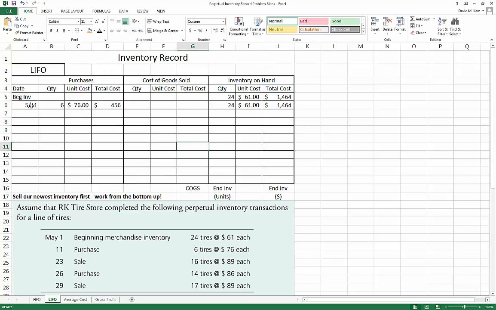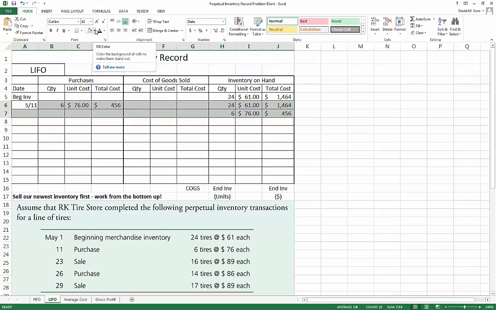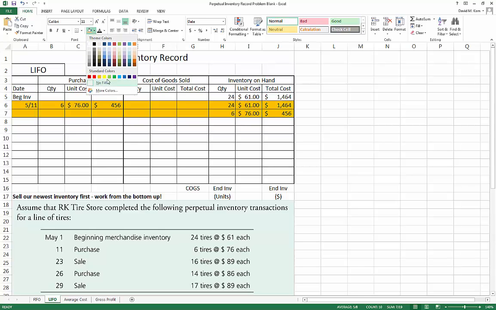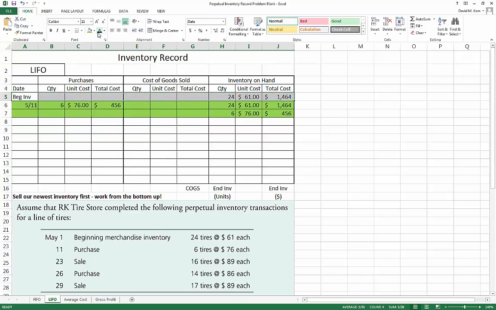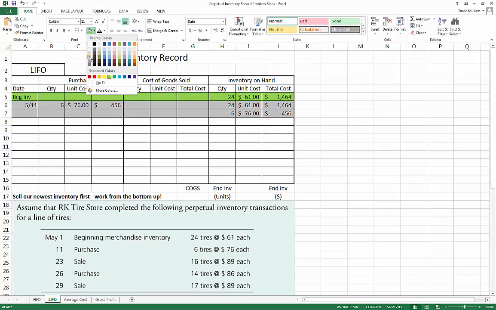Okay, then we can rebalance with the 6 at the 76 for 456. And we have completed the first transaction on the 11th. Notice that this is identical. Let's highlight this again and put this in a little bit of green here. And do this one. And we'll be consistent with our colors here, trying to keep the dates the same colors as we go through.